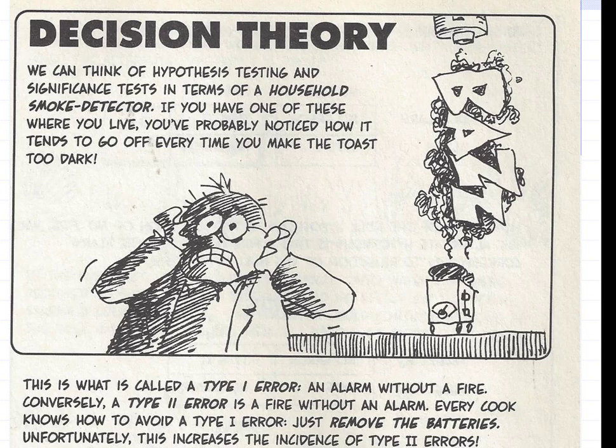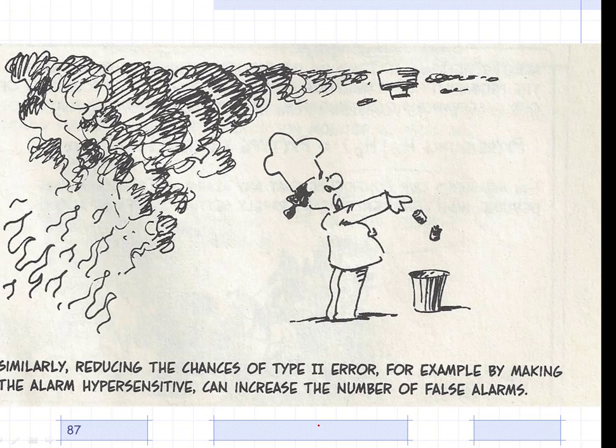Now how do we avoid a type 1 error? We just take out the battery. But when we make the type 1 error smaller, that also increases the probability of a type 2 error. So when we reduce the chances of a type 2 error by making the alarm hypersensitive, that can increase the number of false alarms, which is a type 1 error.